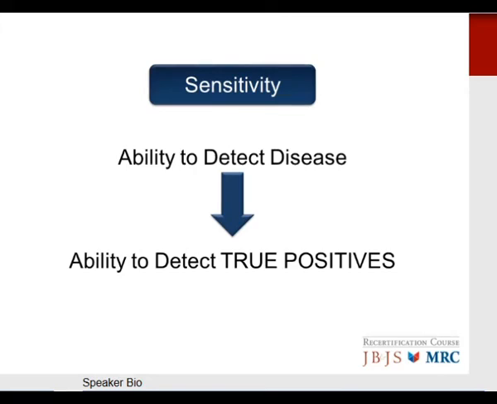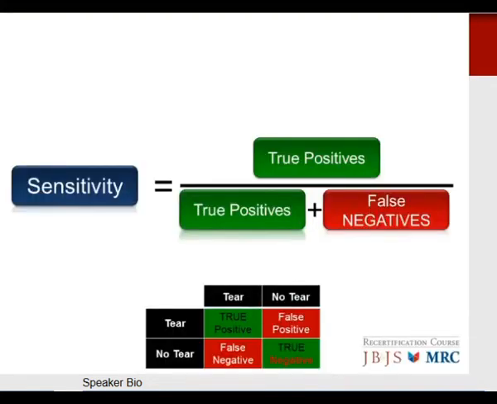Sensitivity is the ability to detect disease. It's the ability to detect true positives. If you're having difficulty with some of these questions or concepts, I would recommend you read Review of Orthopaedics 7th edition. Joe Hart's done a wonderful job going into this in significant depth. Sensitivity is calculated with true positives over true positives plus false negatives. So it's same, and total opposite. That's how we calculate sensitivity.